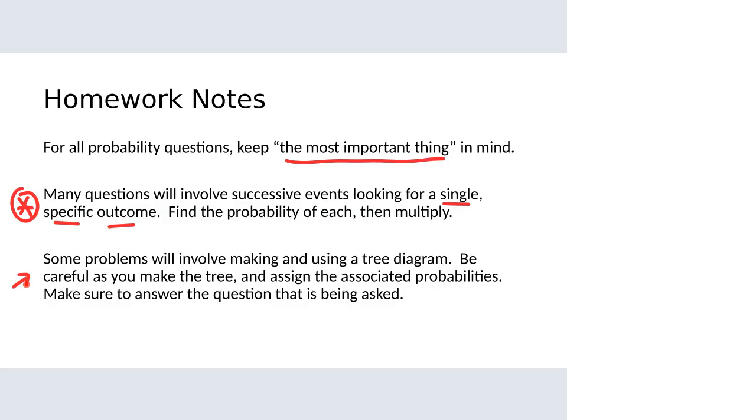The ones that don't have a single specific outcome, at least one, exactly one, the second one is a certain color. Those kind of things, you want to make sure you use a tree diagram. Be patient and careful as you make it. And then, as always, make sure you answer the questions being asked. That's a little bit about the difference between exactly and at least, because it's important to have that distinction.